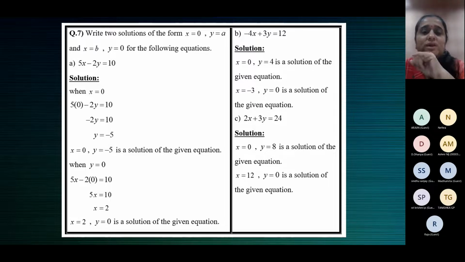So first we should substitute x is 0 and find the value of y. Then you should substitute y is 0 and find the value of x. They are the two solutions.